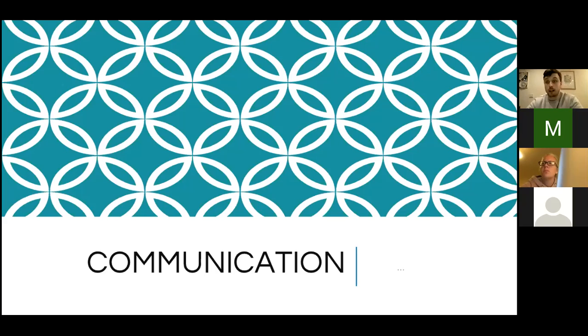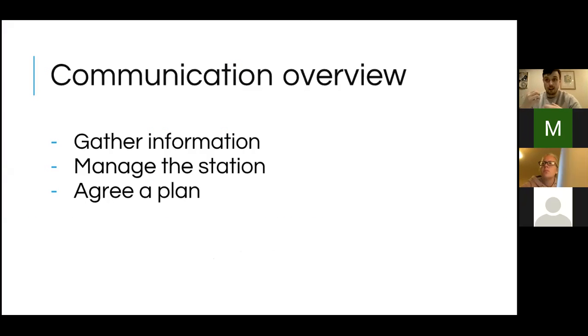So the final section of this talk will be about communication stations and what could potentially come up in terms of breaking bad news or information gathering and that kind of thing. The overview: the three different types of stations that you can get asked are information gathering, managing a situation that is tricky or difficult, and then agreeing a plan as well. These are really key factors that will get you a lot of points in these types of stations.